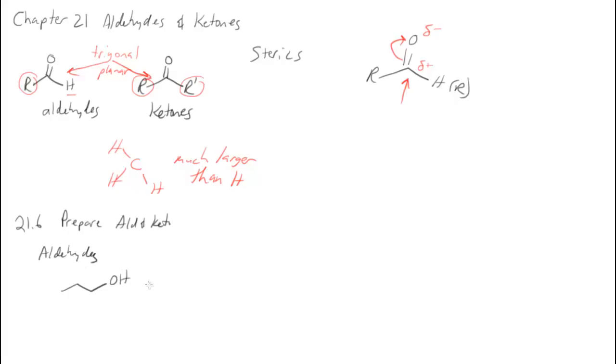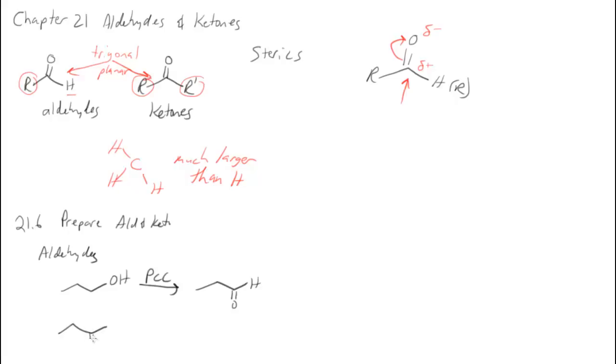If we have a primary alcohol and we react that with PCC, pyridinium chlorochromate, then we can oxidize that alcohol up to the aldehyde. Remember, pyridinium chlorochromate is less reactive. If we did this with chromic acid, it would oxidize all the way up to the carboxylic acid. And in this case, we're wanting to stop at the aldehyde, so that's not what we want.